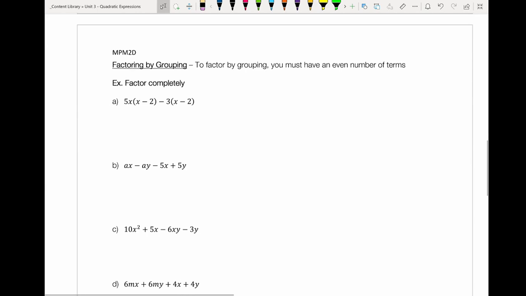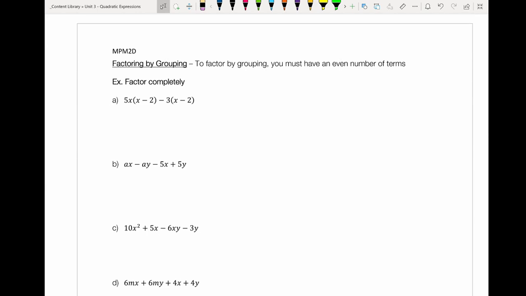Another type of factoring that we could do is factor by grouping. And in order to factor by grouping, you must have an even number of terms. Because what we're going to be looking for is something common between all the terms that we have in our expression.